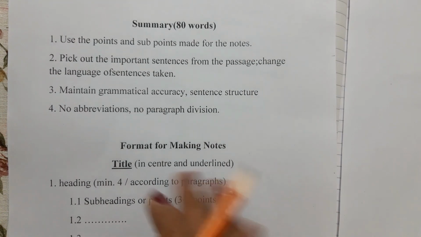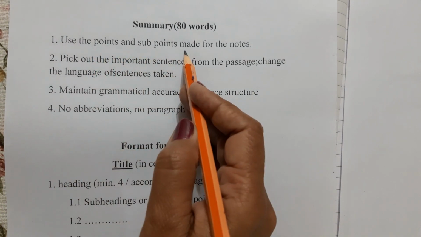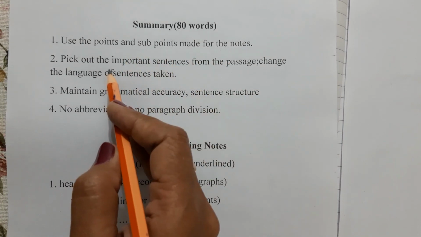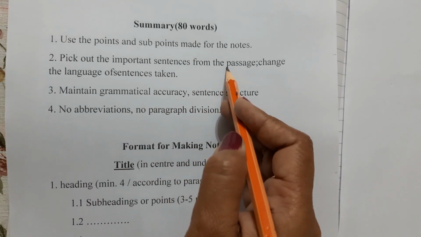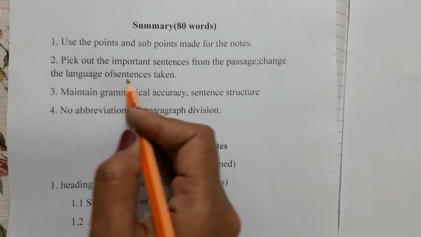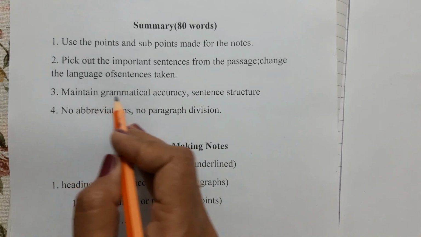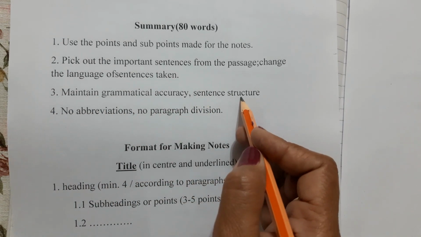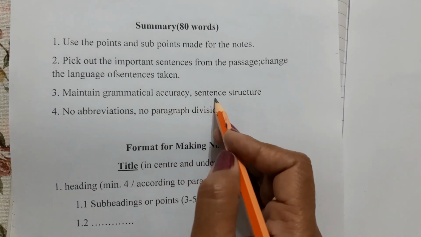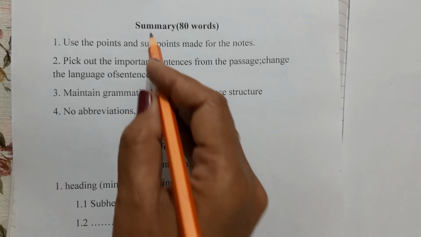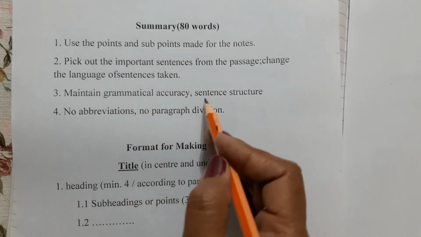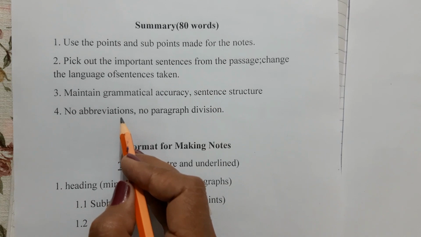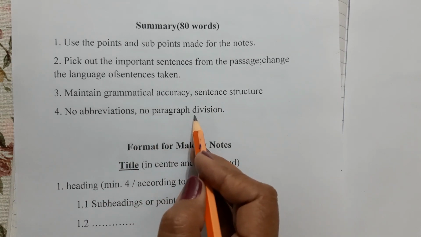Then summary. The same points and subpoints which we have made for notes can be used in summary. We can pick out important sentences from the passage also, but then we have to change the language. And for summary, we should maintain grammatical accuracy, and sentence structure should be correct. For notes, there is no structure of sentence, but in summary, we should follow grammar and sentence structure as well as spelling should be correct. Abbreviations should not be used in summary and the paragraph should not be divided.